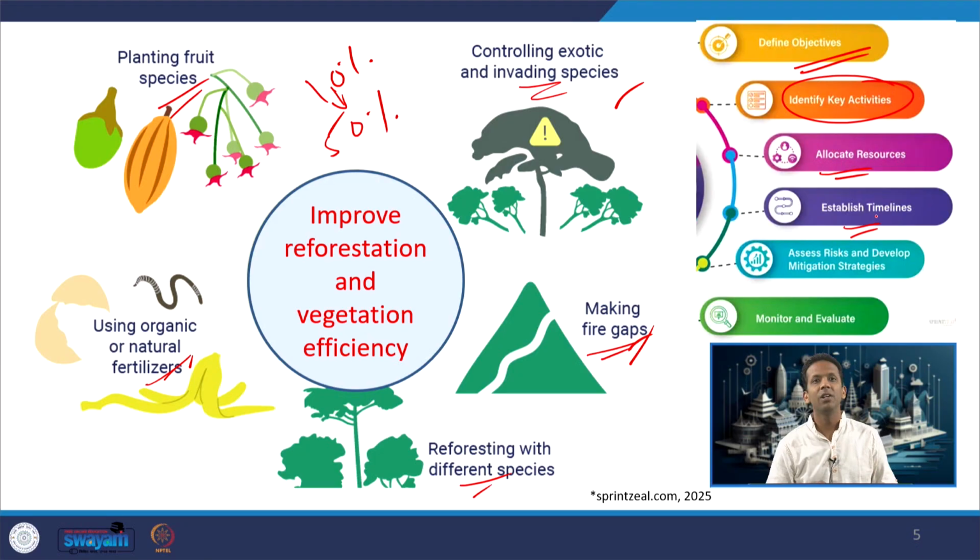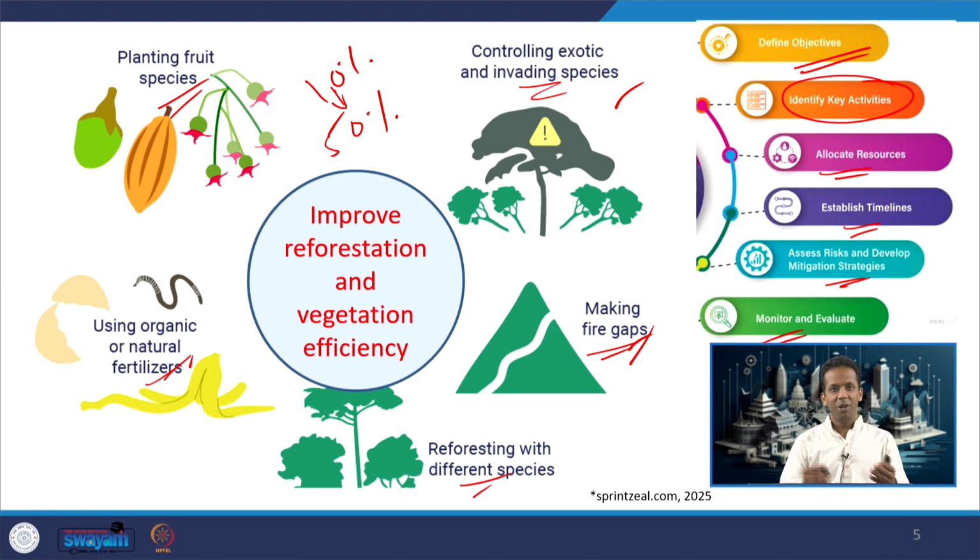Then you establish timelines. Some of these activities would take less time, some would take longer time. So, you establish reasonable timelines for each activity. Then you assess risk associated with each activity implementation, and if there are any risks which we could identify at this planning stage, you also propose a mitigation strategy for those risks. That is a part of planning. You assess the risk and then you propose mitigation strategies, and then you do the monitoring and evaluation.